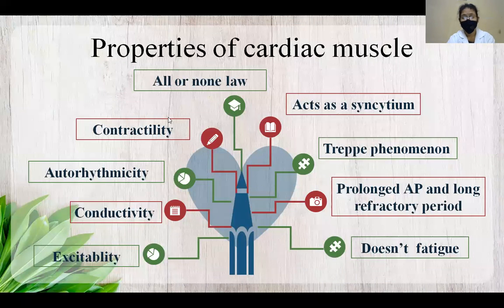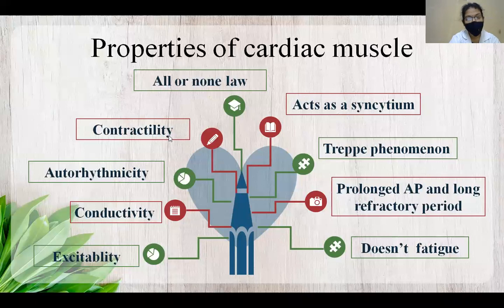Coming next, what are the different properties of cardiac muscle? To start with, excitability: cardiac muscle is an excitable tissue. Conductivity: the impulse generated at one part gets conducted to another part, which is a very important property of excitable tissue. Autorhythmicity: this is the property which differentiates cardiac muscle from both skeletal and smooth muscles.